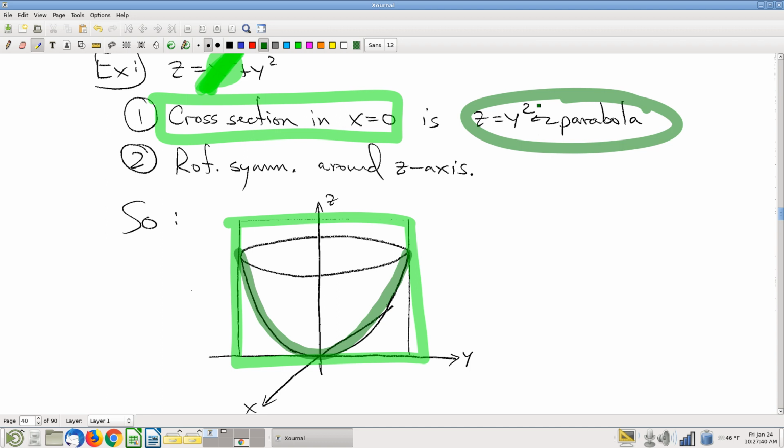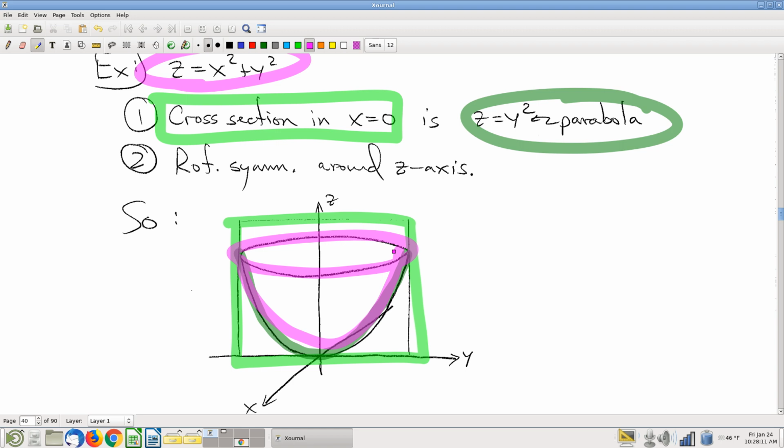Let me say that a little bit differently. My surface is what you get when you take this parabola and rotate it around the z-axis. And that's, I'm going to say clearly, a bowl. So we don't have to take a bazillion cross-sections. If you're so fortunate as to notice that your surface is rotationally symmetric around an axis, take one cross-section, and then boom, done. Very powerful technique.